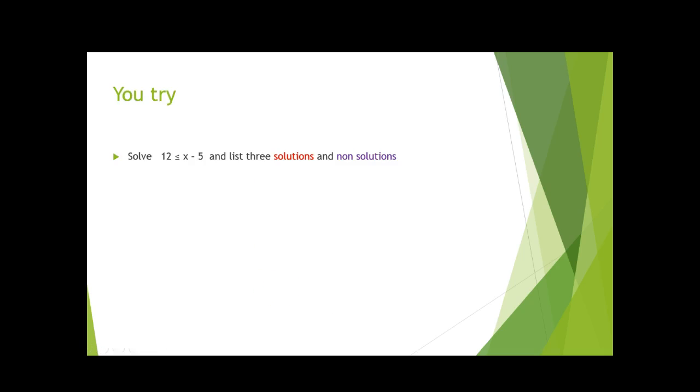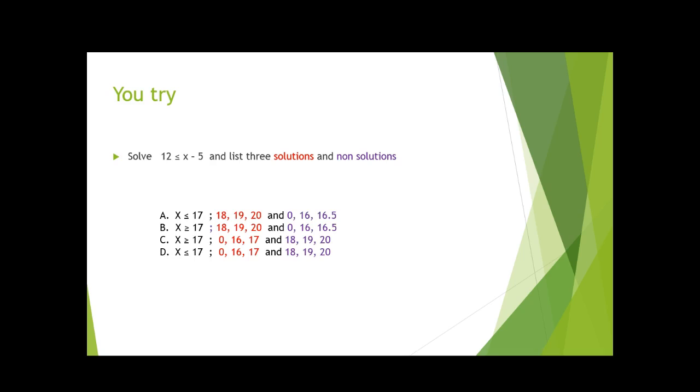Solve: 12 is less than or equal to x minus 5. And there's 3 solutions and 3 non-solutions. Possible answers: A is x is less than or equal to 17, and solutions are 18, 19, and 20. Non-solutions are 0, 16, and 16.5. B is x is greater than or equal to 17, and the solutions are 18, 19, and 20, and non-solutions are 0, 16, and 16.5.